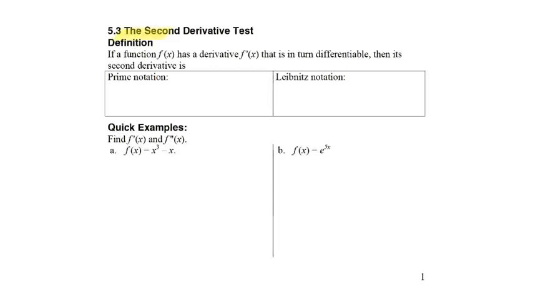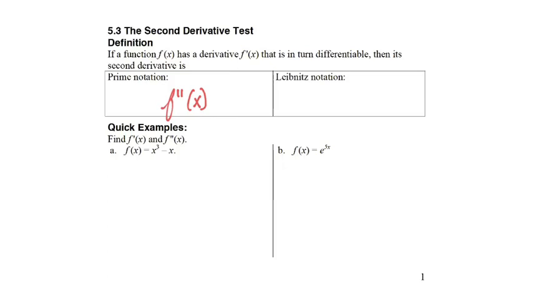We're going to get to the second derivative test, but before we can do that, we actually need to define what a second derivative is. So if we have some function f of x that has a derivative f prime of x, and that derivative f prime of x is also differentiable, we can take the derivative of it, then the second derivative, the piece that we're trying to actually define, has prime notation of f double prime of x.